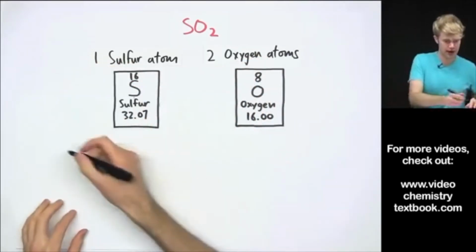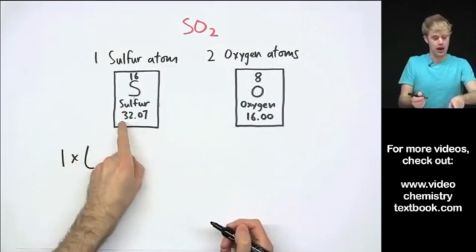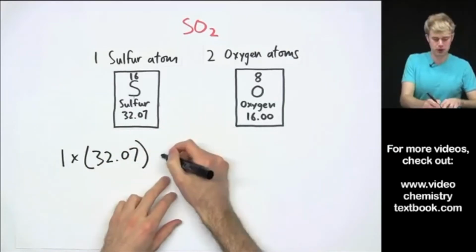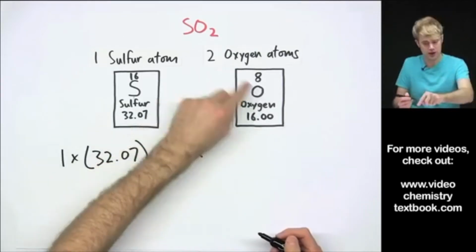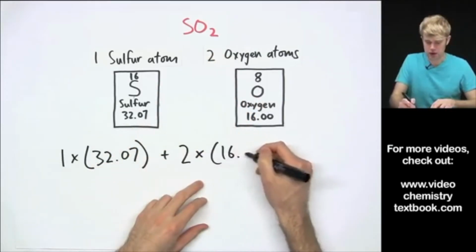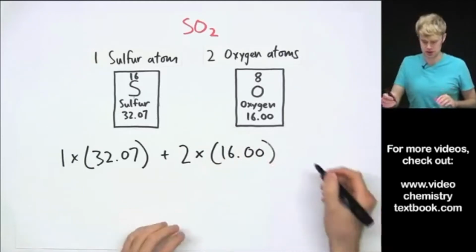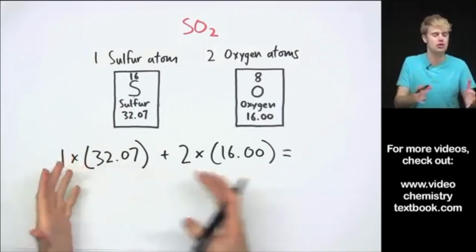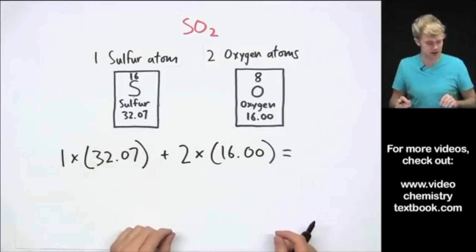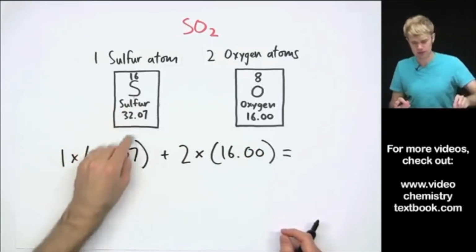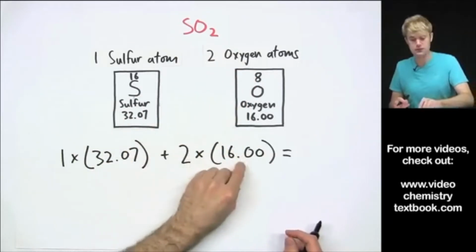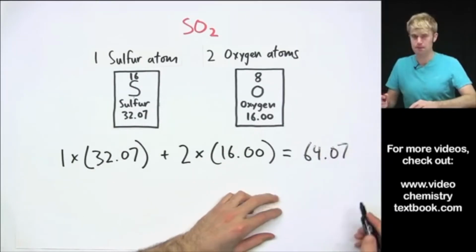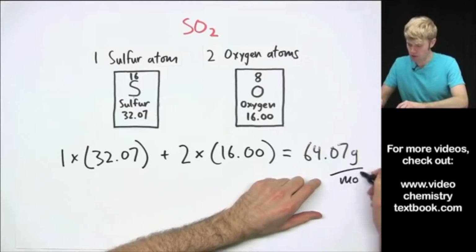So we have 1 sulfur atom, so I'll do 1 times how much sulfur weighs, which is 32.07, plus 2, because I have 2 oxygens, 2 times how much oxygen weighs, which is 16.00. Now, you don't really have to do the 1 here because I only have 1 sulfur, but I just like to do it because I think it makes things more consistent and a little easier. So 1 times the weight of sulfur plus 2 times the weight of oxygen gives us 64.07. And the units here are grams per mole.